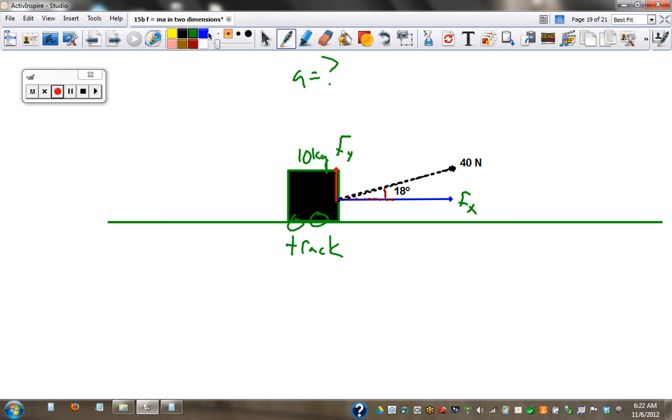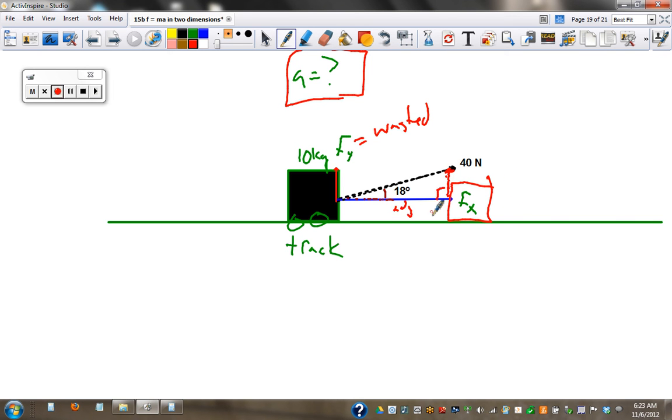Now what happens is the Y, let me get a nice red, the Y is wasted. The Y component does nothing for us because we can't lift up. It's connected to the track. So in the end, to solve this, only the F of X component is actually used to accelerate the box because it's on a track. Only the forward component counts. So I will need to find F of X to solve it. So the red one could also be over here. And now we have a nice right triangle.